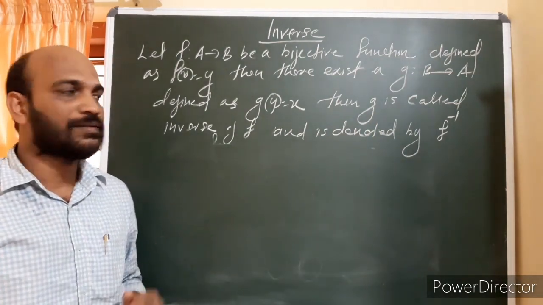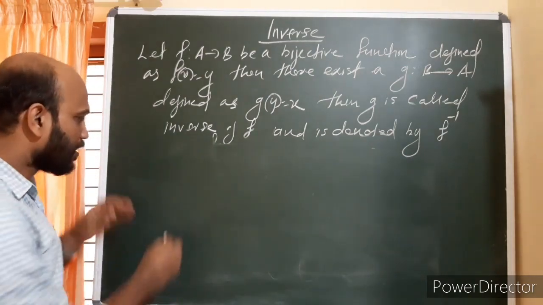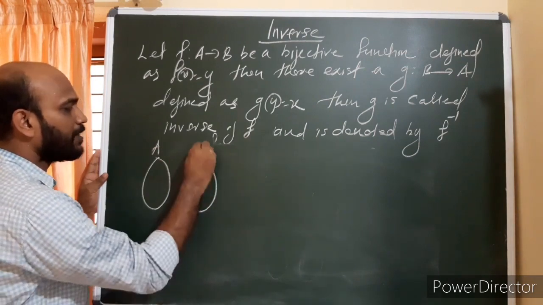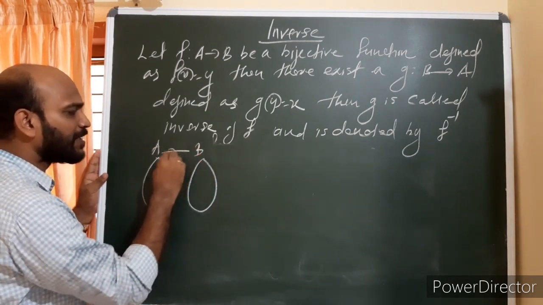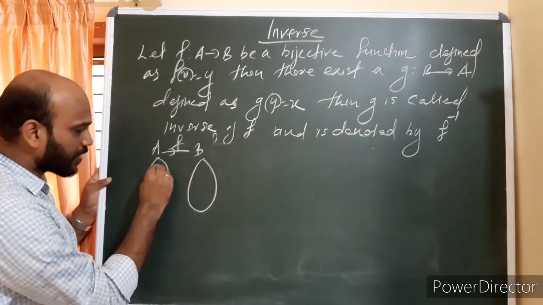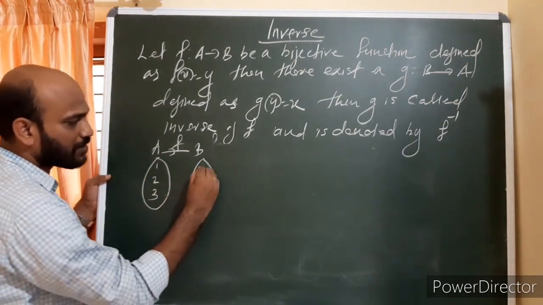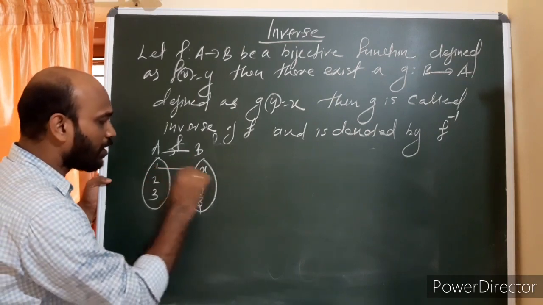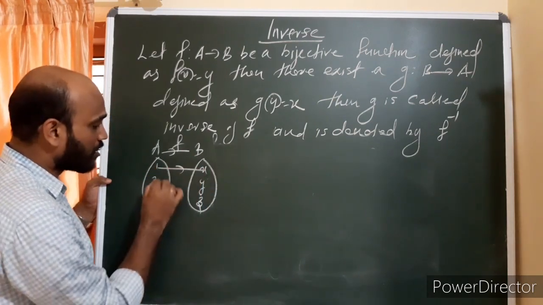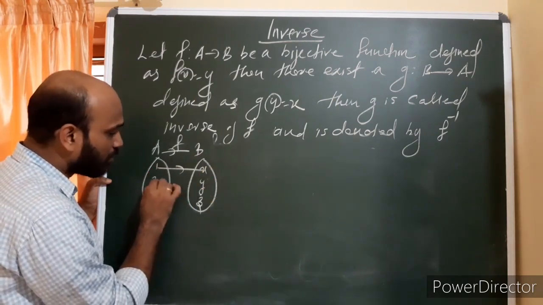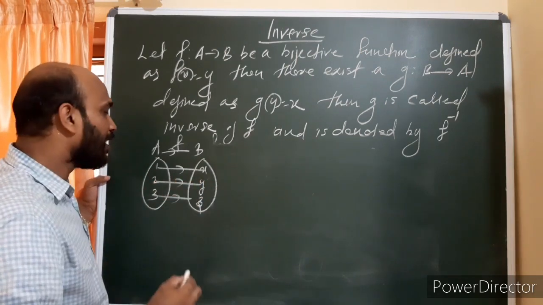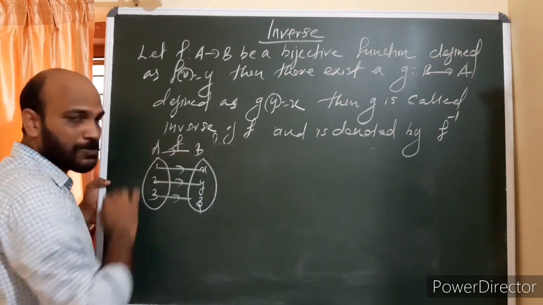Now I will explain this by using an example. Consider one set A, other set B. Suppose f is a bijective function from A to B. Suppose A consists of 3 elements. Then in B there should be 3 elements. Suppose 1 is related to x, 2 related to y and 3 related to z. Clearly f is a bijective function from A to B.